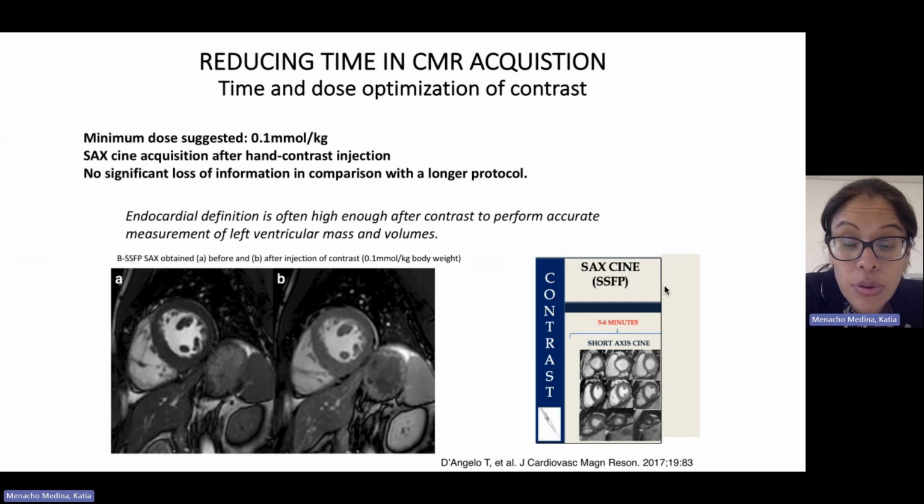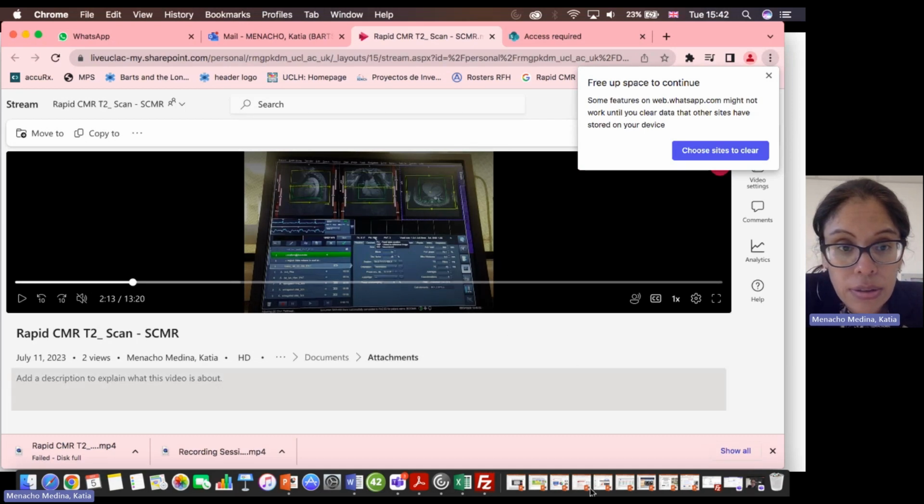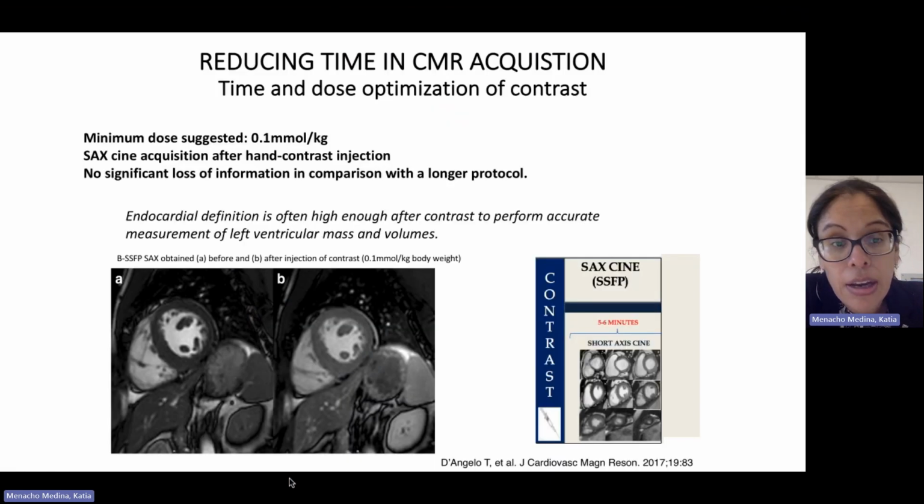And this has been studied before. You can see here this previous study by D'Angelo in 2017, where they compared if there was any difficulty or limitation in the assessment of cine function with the contrast injected before or after, and doing the acquisition before or after. Apologies. Yeah, and you can see that there was no difference.